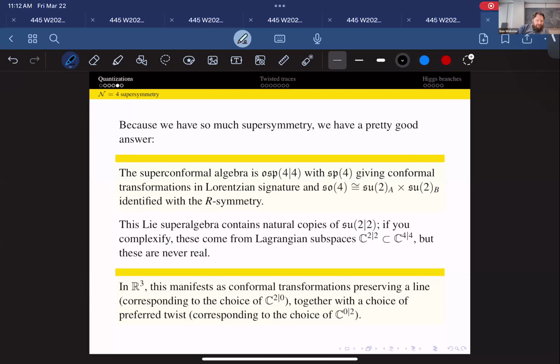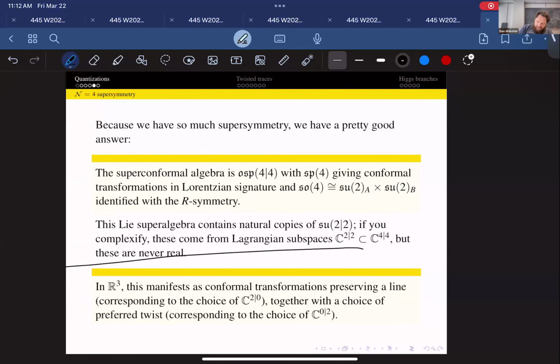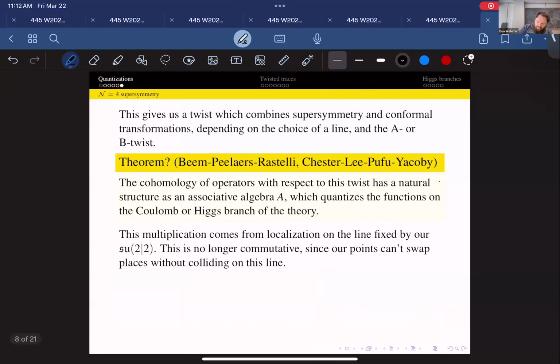And if you look in these papers, I should, shoot. This is the problem with not having the pen, it's too easy to draw on the slide.